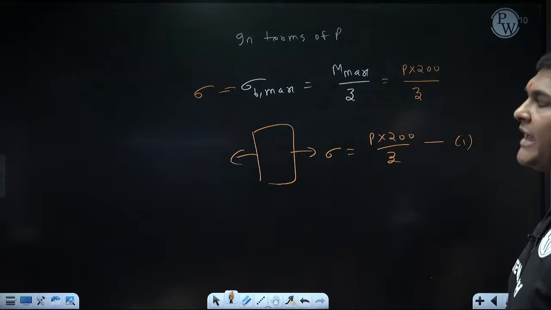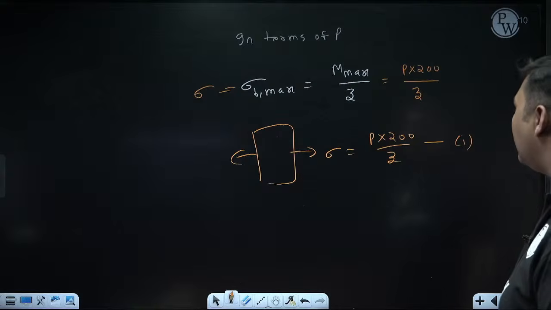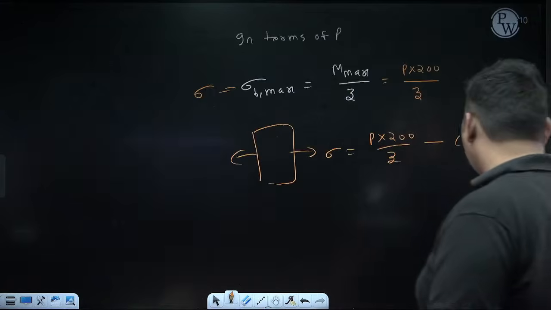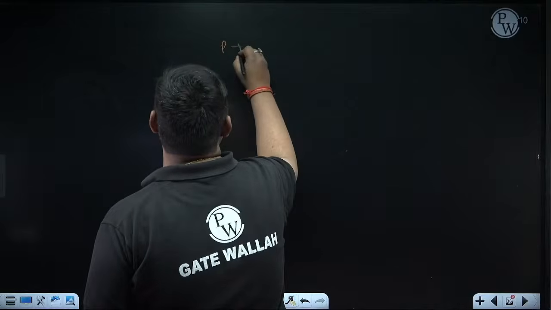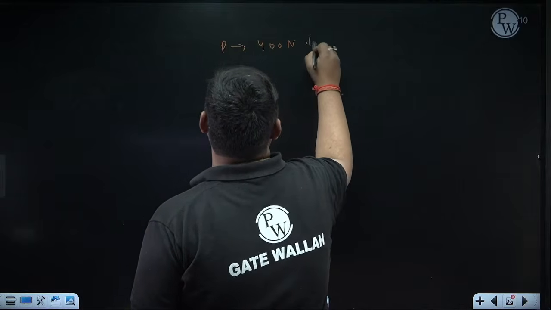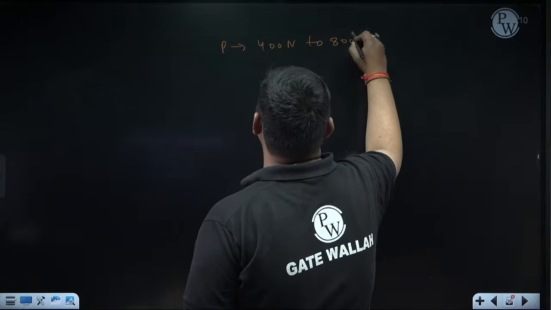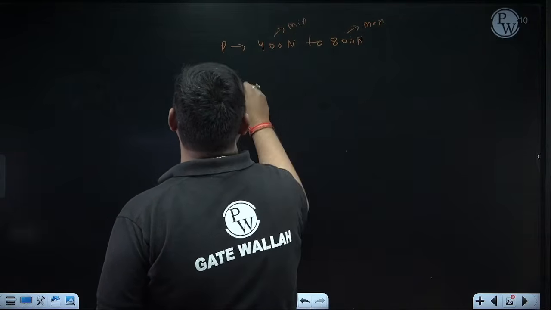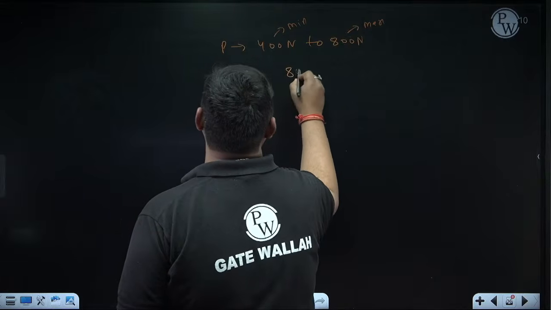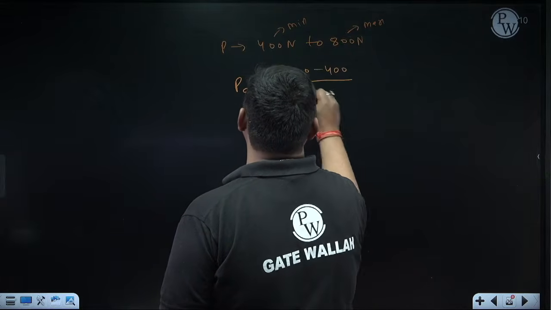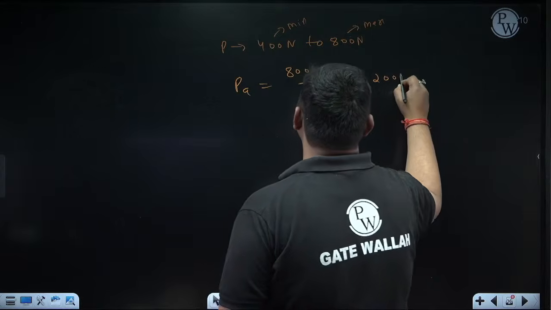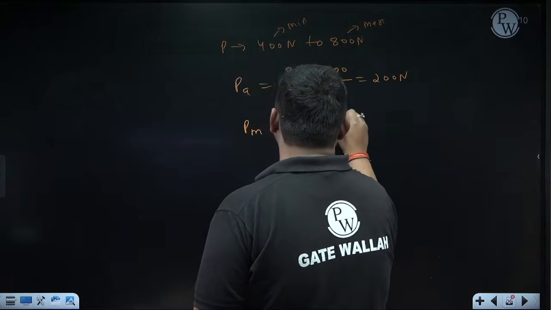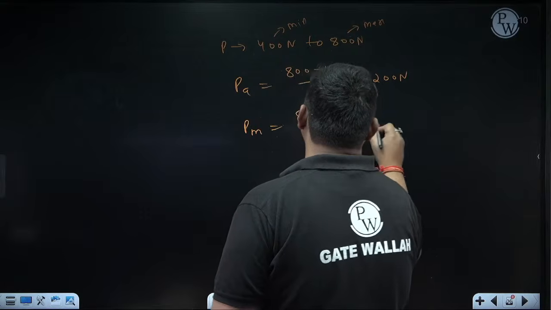In fluctuating stress, we find the amplitude stress and mean stress at the critical point. For that, I am finding the amplitude value and mean value of P. This P is fluctuating from 400 Newton to 800 Newton. The maximum value of this fluctuation is 800 and the minimum is 400. So what will be the amplitude? It will be maximum, which is 800, minus minimum 400, divided by 2. It is 200 Newton. What is the mean value of P? It is maximum 800 plus minimum 400, divided by 2. How much is it coming?